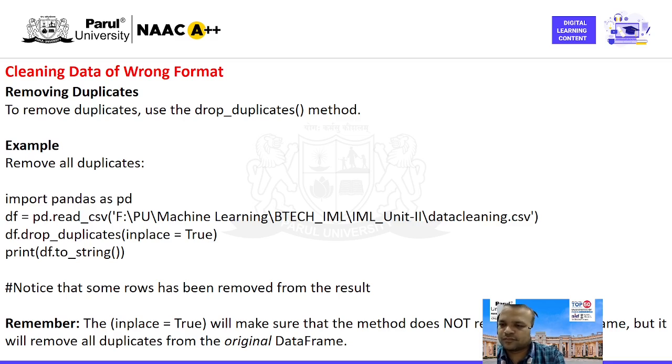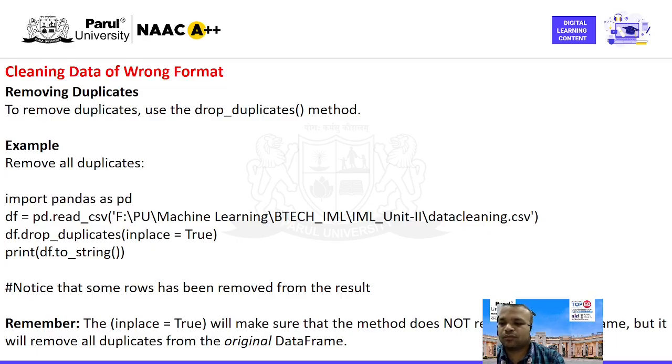Example: remove all duplicates. To remove duplicates, use the drop underscore duplicates method. Here you can use a similar data set, data cleaning.csv. Import the library pandas as pd. Create the data frame: df equals pd dot read underscore csv along with the path of the data set where you stored it on your machine.